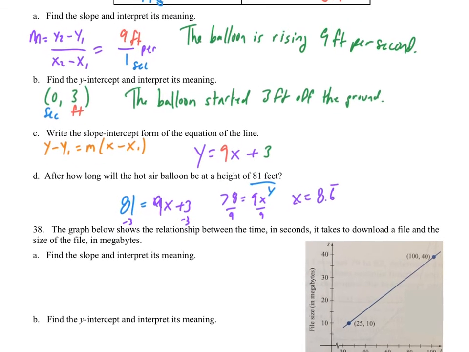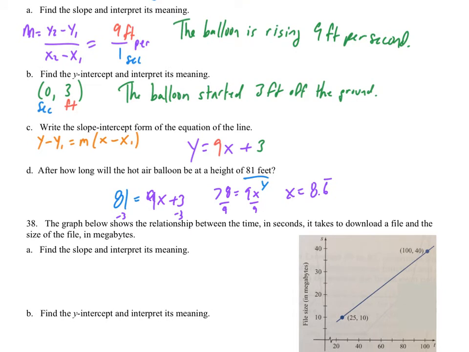I feel pretty safe saying that we could round this. There's nothing here saying anything about rounding, but we wouldn't be able to tell the difference between 8.6 seconds and 9 seconds. It's not something that we're really capable of doing.